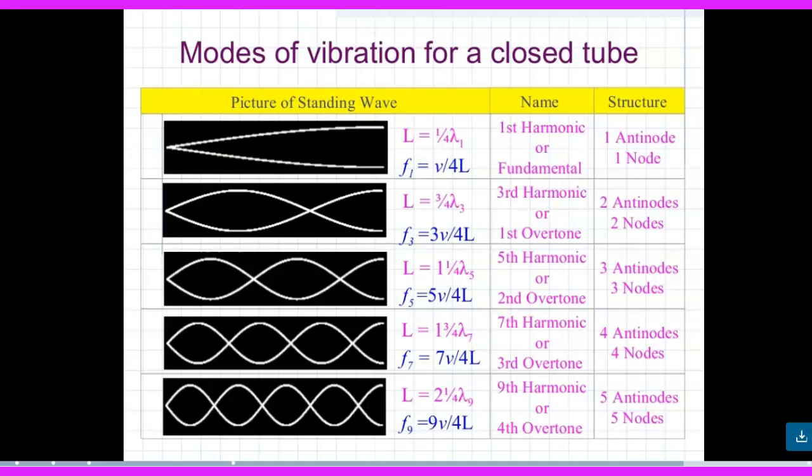And this is the mode of vibration of a closed tube. For the fundamental, frequency is v upon 4L. For the first overtone, frequency is 3v upon 4L. And for the second overtone, frequency is 5v upon 4L.